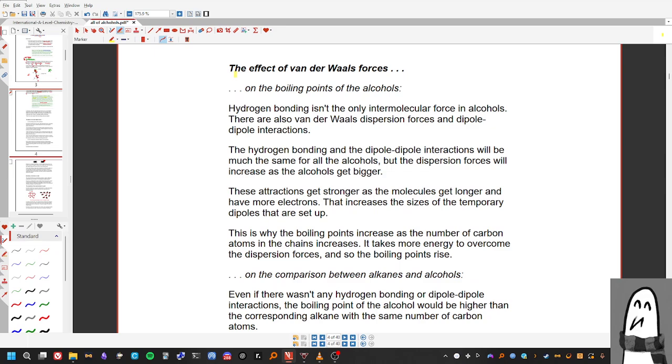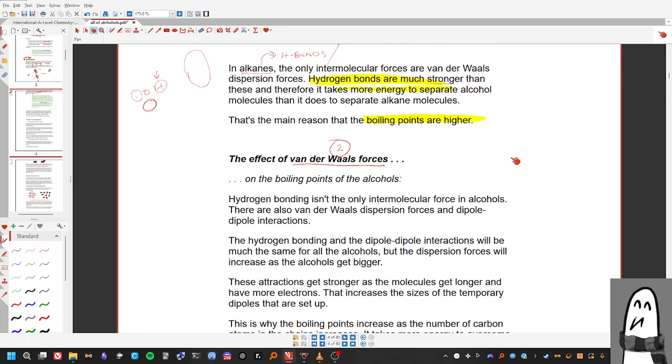Now, the effect of the van der Waals forces, so this is going to be your second force that's involved, other than hydrogen bonding, and it's going to be affecting the boiling points of the alcohols. We're going to be talking about how it affects the boiling points of alcohols, as we did for the hydrogen bonds. Now, hydrogen bonding isn't the only intermolecular force in alcohols. There's also van der Waals and dipole-dipole interactions.